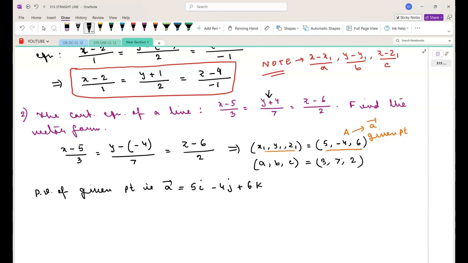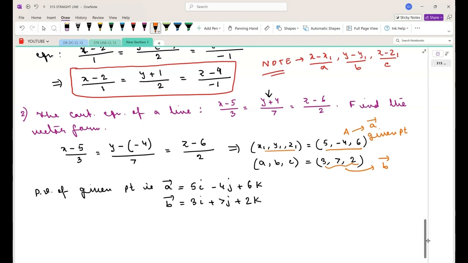Now we have to find B. Now a, b, c are direction ratios of the line, and since my vector B is also parallel to this line, vector B will have the same DRs. So if these are the DRs of vector B, then in the vector form, my B vector will be 3i plus 7j plus 2k. So from these DRs, I'll find out the vector B. Now that we have A and B, we can easily write it in the vector form.